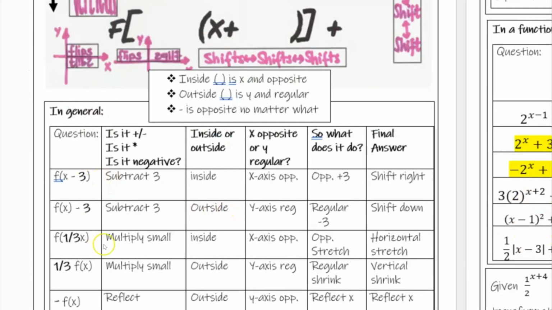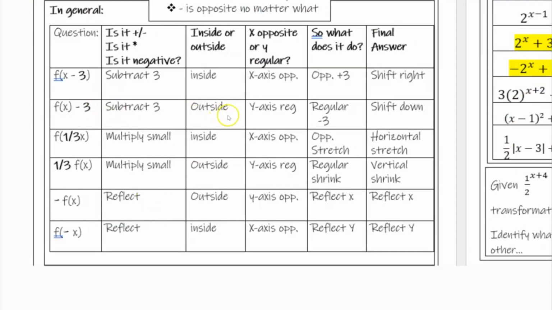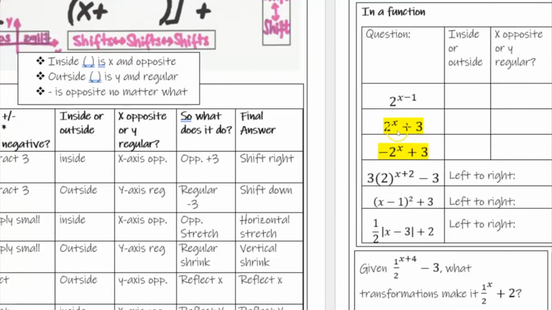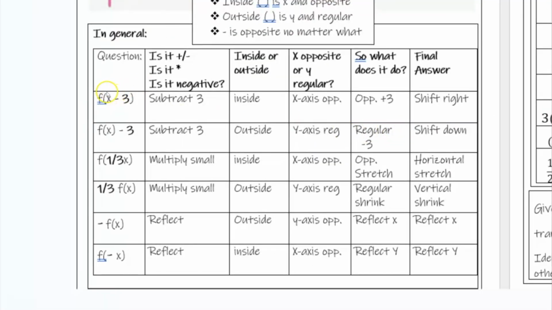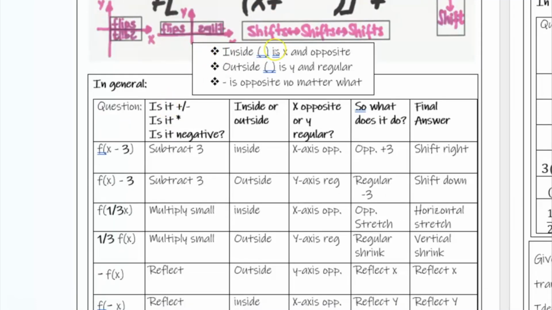Okay, so now that you know that, let's go ahead and go through some notes so that you can now do the questions. All right, so this right here, is it inside your parentheses? Yes. So it's x and opposite. So again, inside is x and opposite.